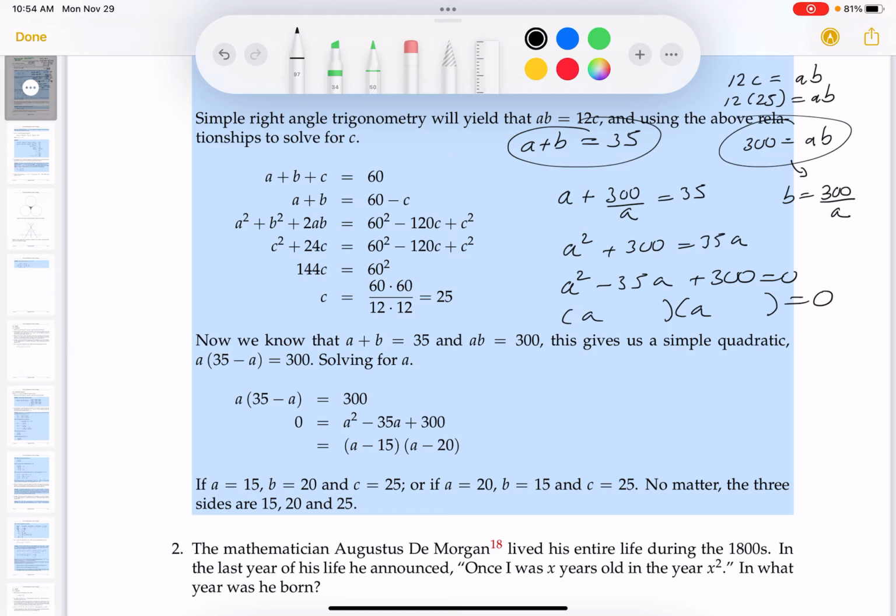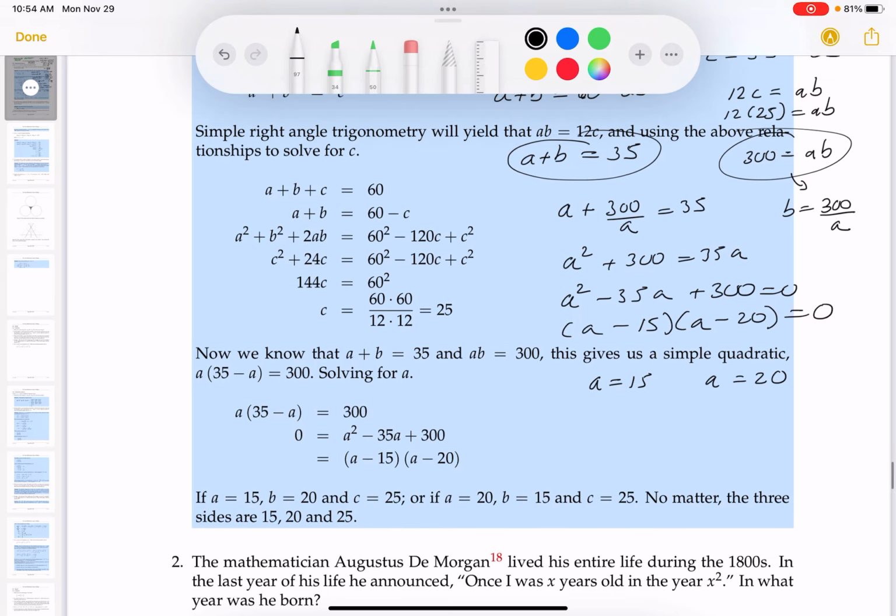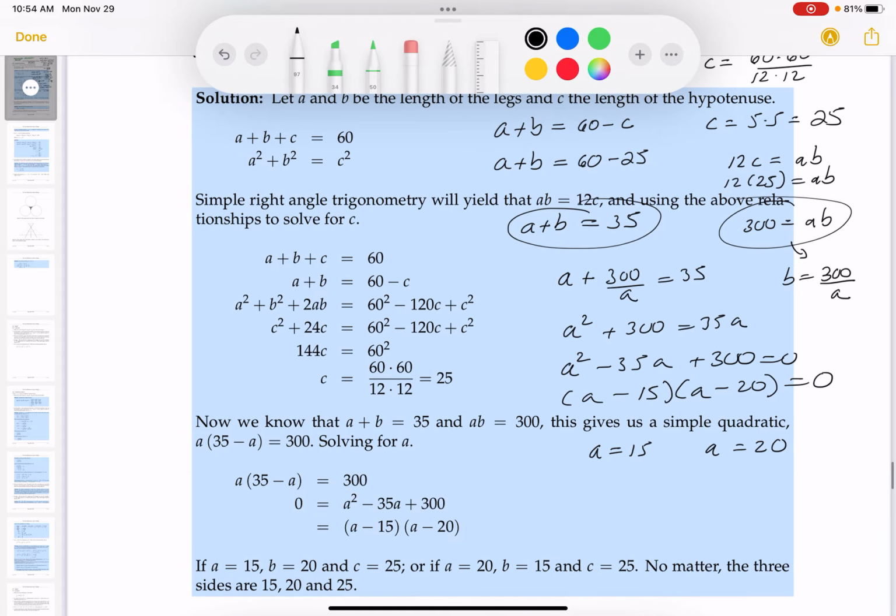Using the zero product rule, it looks like 20 and 15, minus, minus. I have to be careful now. So A could be 15, or A could be 20. Looking at this, if A was 15, what would B be? B would be 20. And if A is 20, then B would be 15. All right, that certainly makes sense.